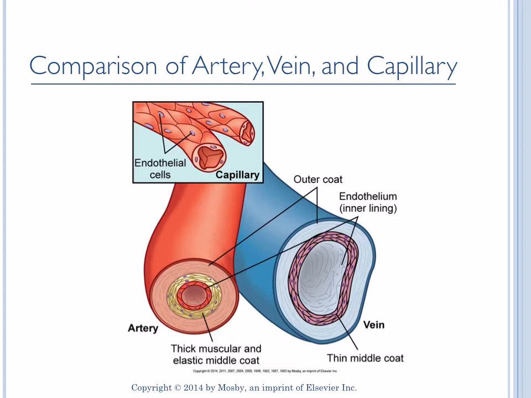The largest veins in our body are the superior vena cava, which returns blood to the heart from the head, neck, and arms, and the inferior vena cava, which returns blood to the heart from the lower part of the body.